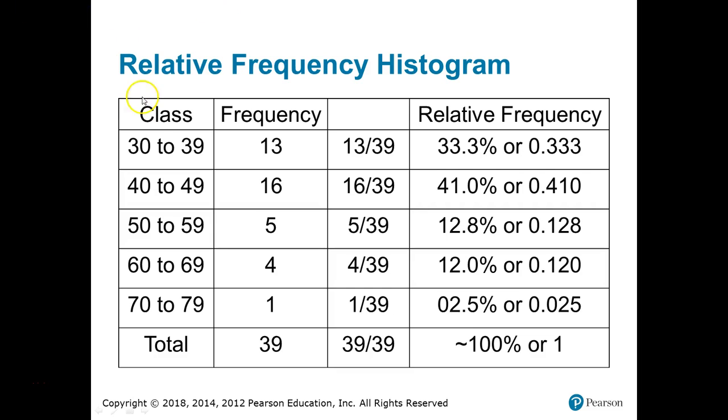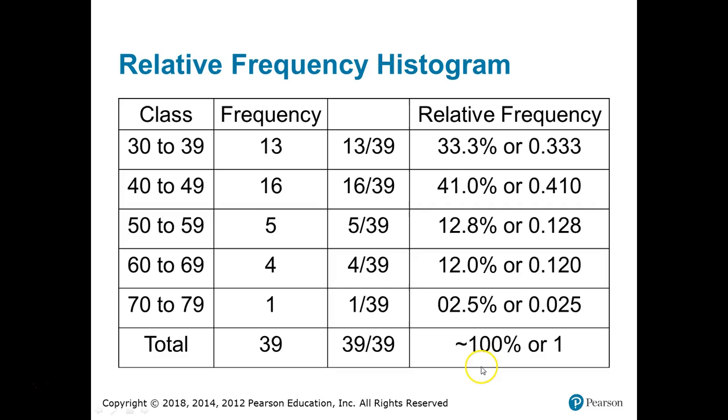Okay, so right here, these 2 columns we did a few slides ago, but now we're going to do a relative frequency. Again, you take the total number of occurrences and divide by the total number of data points you have. So for class 1, which has a lower limit of 30 and upper limit of 39, you have 13 occurrences, divided by 39, a third of the data falls in this class, and you can do that as either a percentage or a decimal. The second class has 16 occurrences, or 41%, and so on.